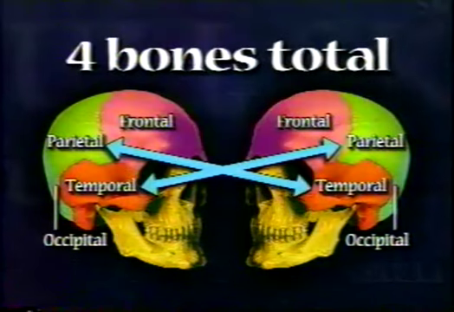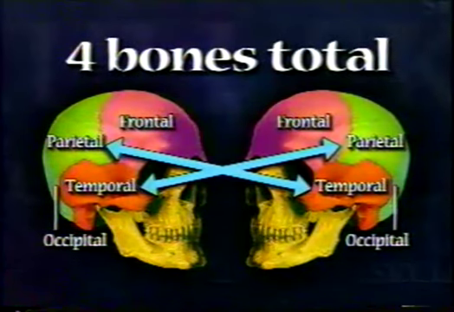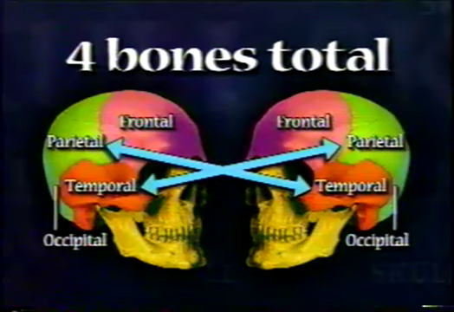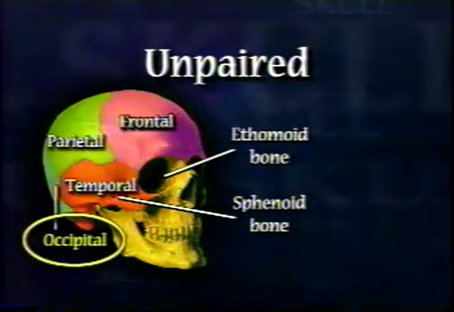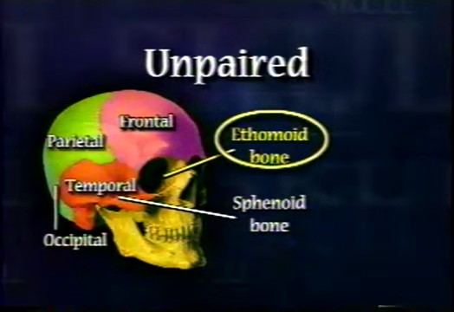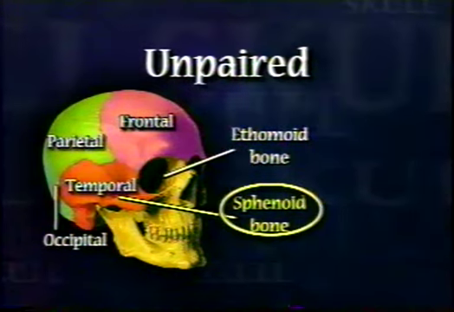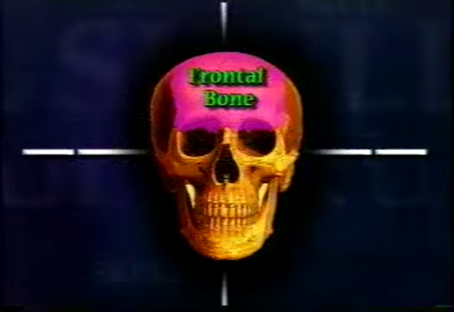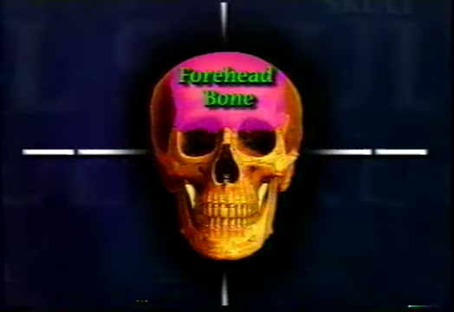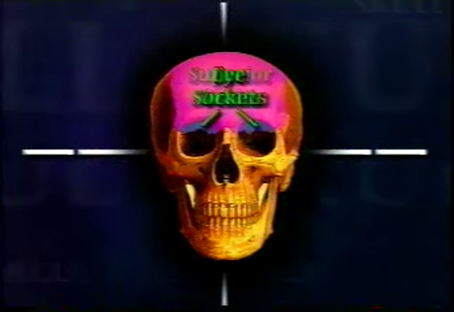That's 4 bones total. The 4 single bones are the frontal bone, the occipital bone, the ethmoid bone, and the sphenoid bone. Altogether, that's 8 bones, and yes, you have to know them all. Thus, the memorization begins. The frontal bone is the bone that forms the forehead and part of the eye sockets, or as smart people say, the superior orbits.